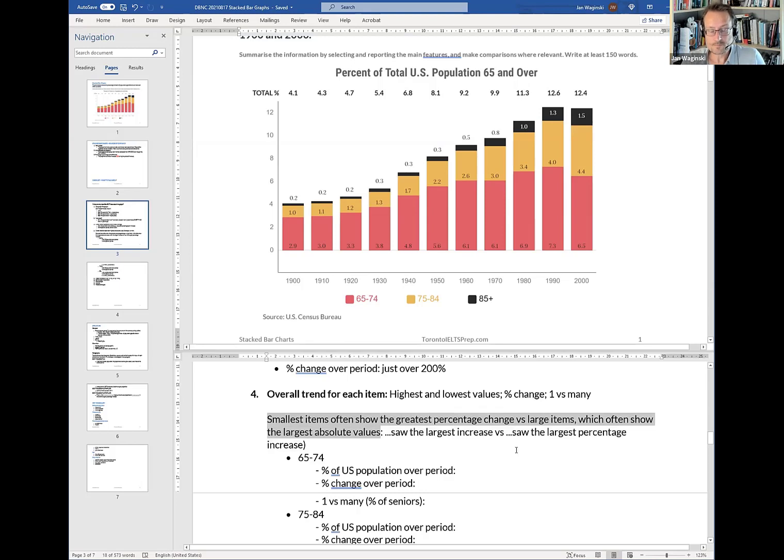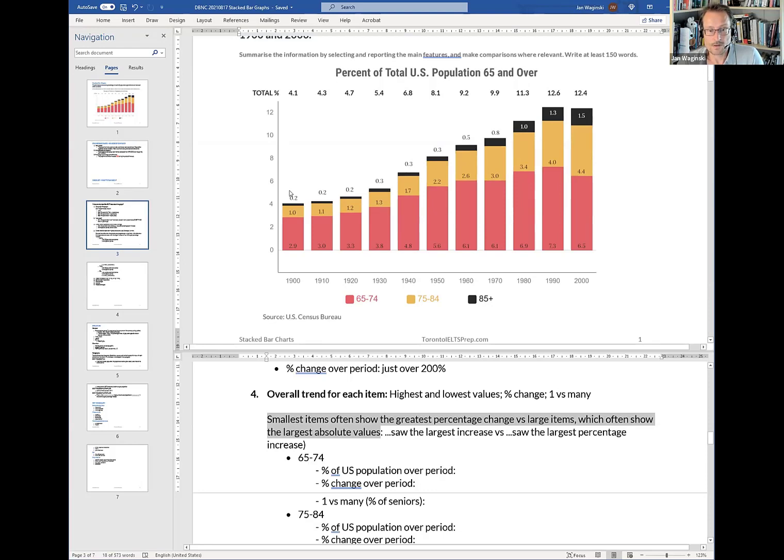Now, what does that mean? It means that when you've got an item, in this case let's say 65 to 74-year-olds, among these three groups this one has the largest starting number. Generally, items, whether they're products or population groups, that start with the largest number and end with the largest number don't have the largest percentage change, because they're not starting from zero. Whereas the 85-plus-year-olds, for example, are starting at a very small number, 0.2% of the population, so even very small changes will result in a very large percentage change increase.